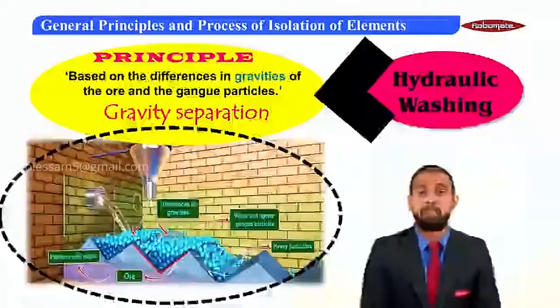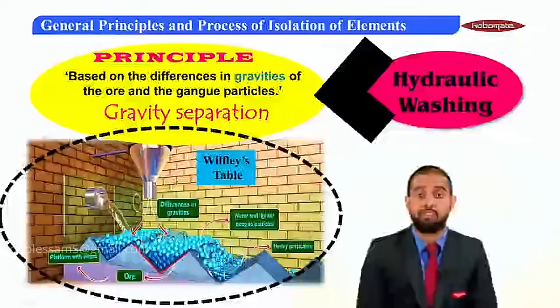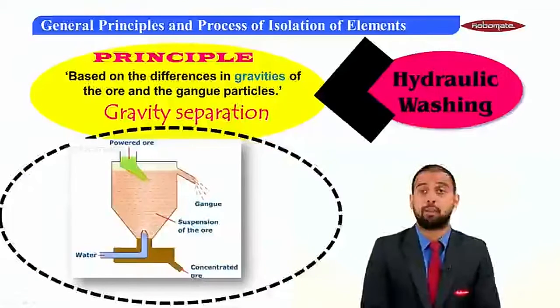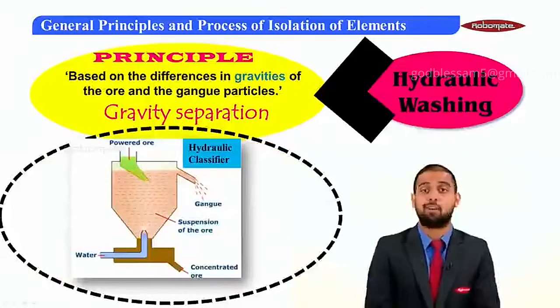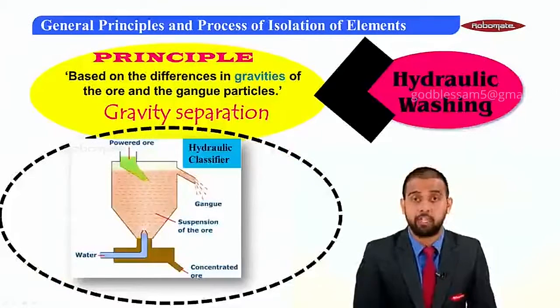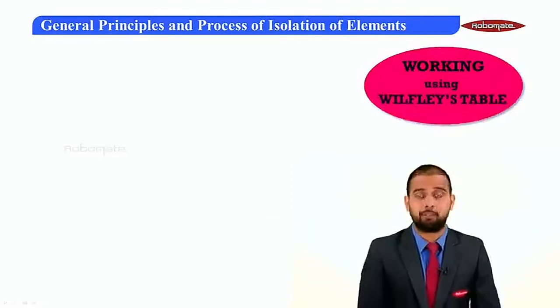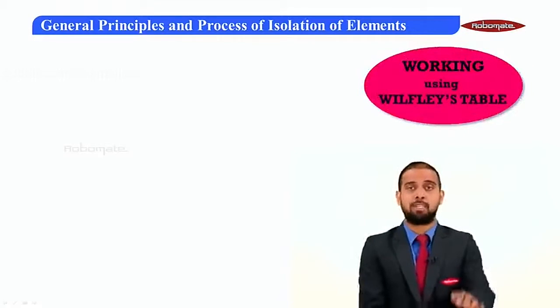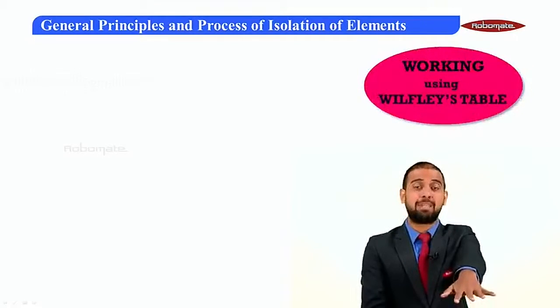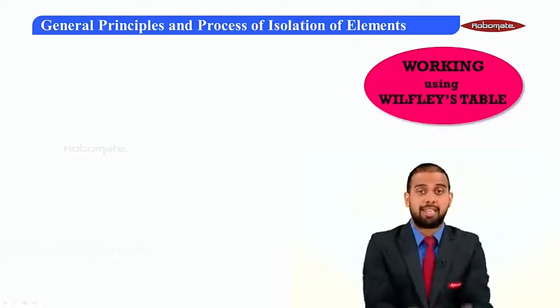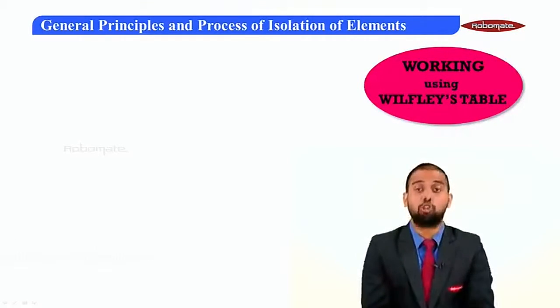Now this hydraulic washing can be done in two ways. First, it can be carried out on a table called Wilfley's table, which looks like this. Another way is by using an apparatus called a hydraulic classifier. First, let us see the working of Wilfley's table. It's a normal table which is kept sloping, and it is continuously vibrating. It has crests and troughs, and a lot of depressions, which are also called grooves.